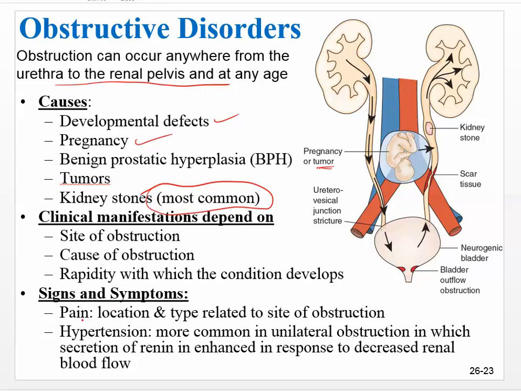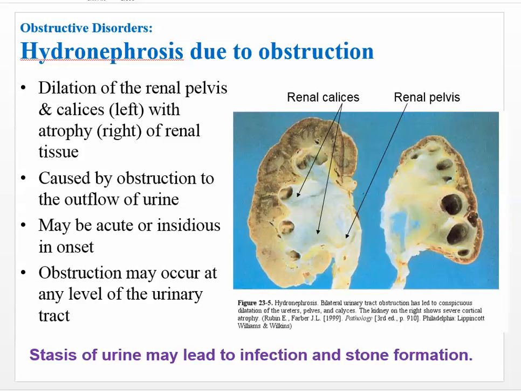So signs and symptoms, pain. Okay, pain, the location and the type depends on where the obstruction is. Okay, so that's pretty reasonable. You may see hypertension, more common in unilateral obstruction, in which secretion of renin and enhanced response to decreased renal blood flow. Okay, so you may see that in that case. Okay, so let's kind of move on and keep talking about some obstructive disorders.